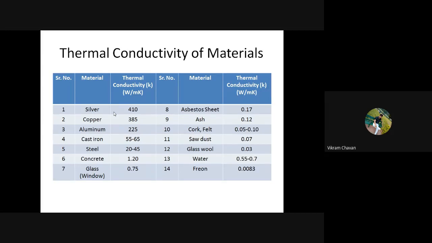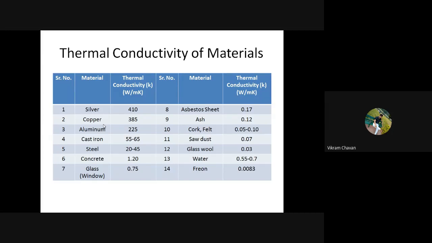Fashion is a different thing in this era, but the actual purpose of using silver, gold, copper, and diamond jewelry is that the thermal conductivity of these materials is very high, and they are the best at carrying heat out of your body. That is the main purpose of jewelry.